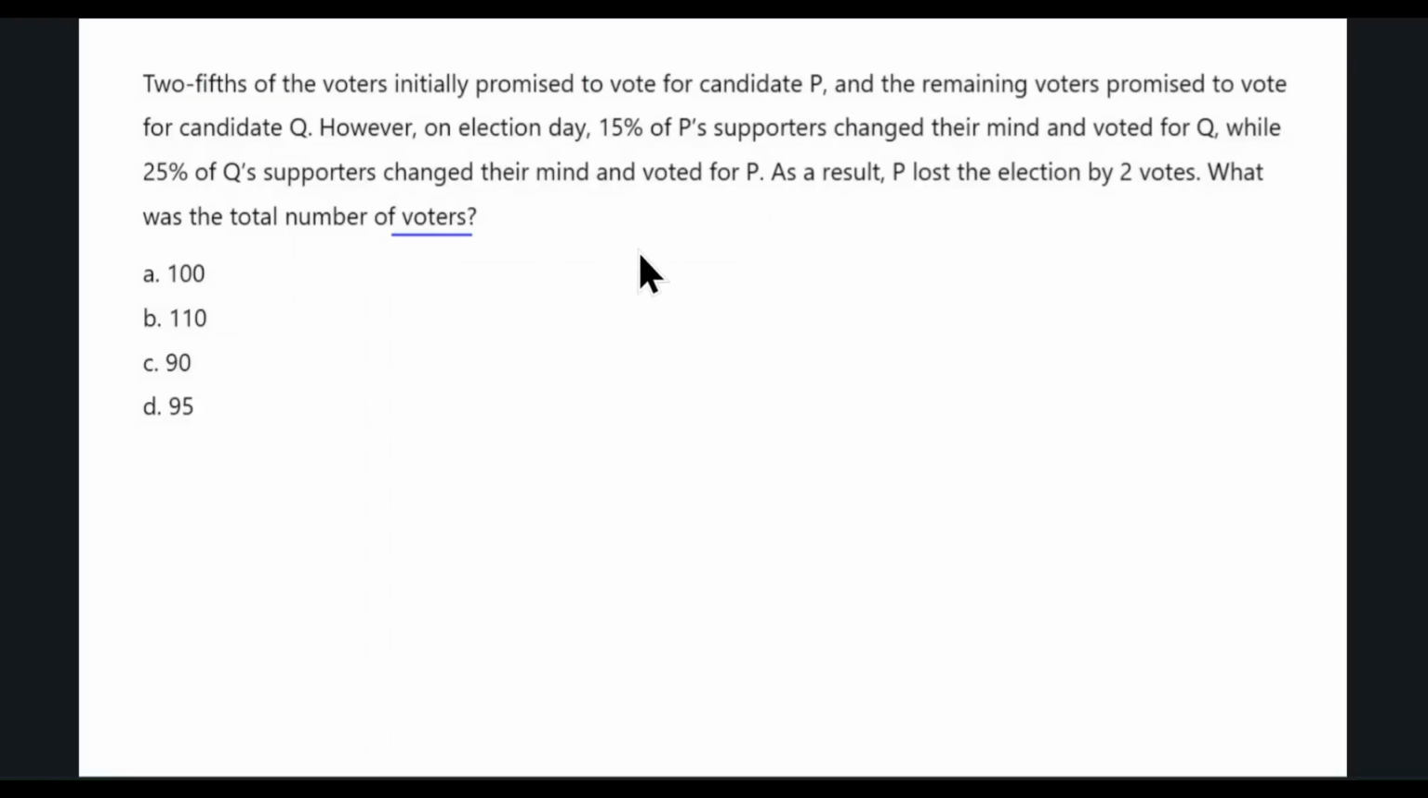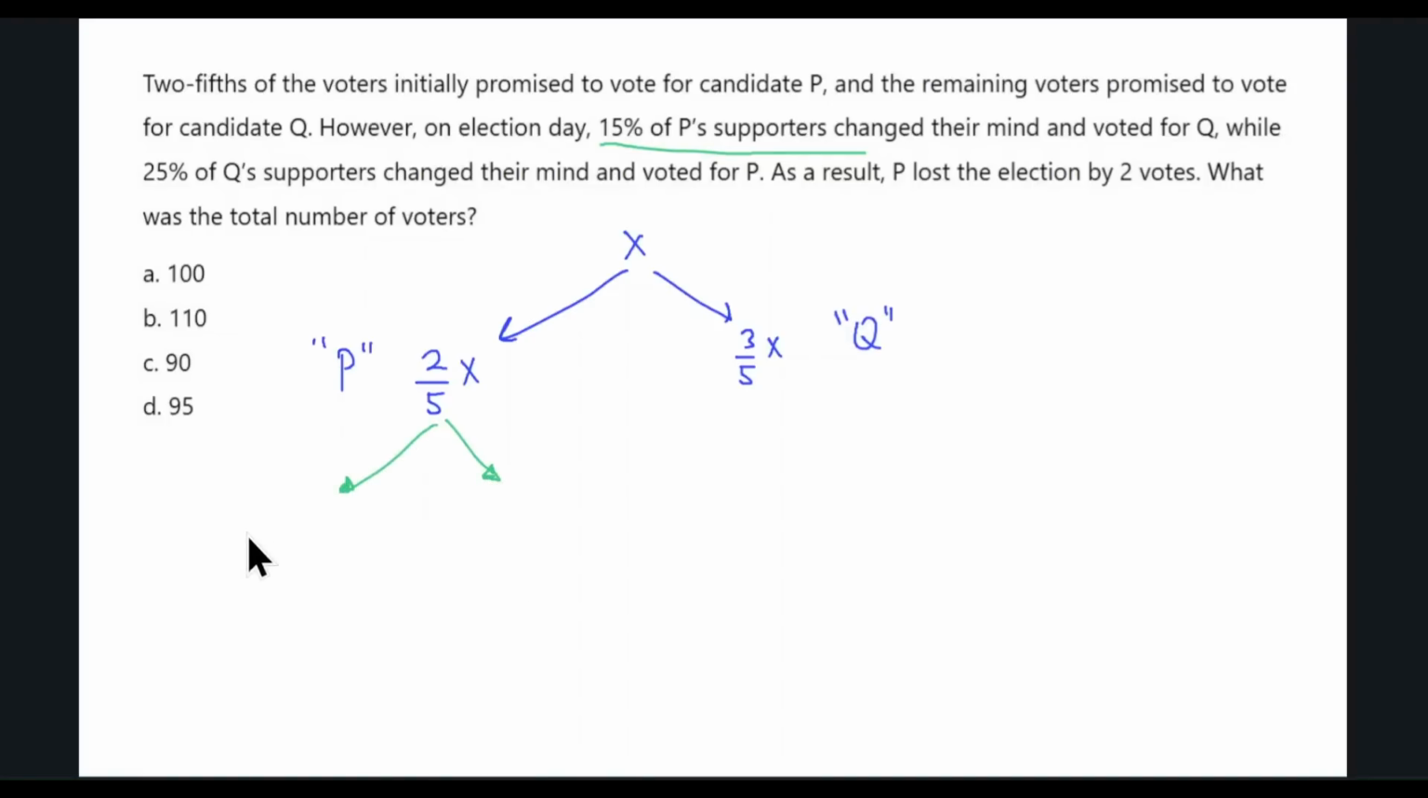Okay. So let's say the voters were X, and they are saying that two-fifths of X promised to vote for P, and obviously the remaining, that is 3/5, promised to vote for Q. Later on, these people rebelled, and 15% of P supporters changed their mind and voted for Q. So what is the 15% of this? In other words, I just want to multiply 0.15 to 2/5 of X.